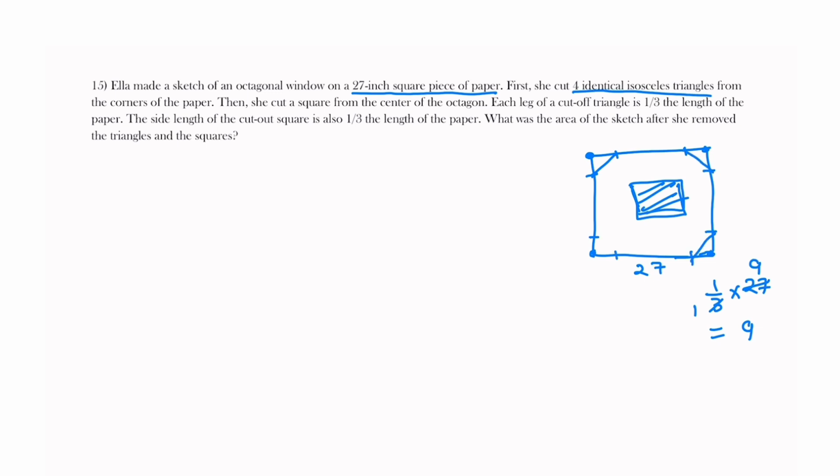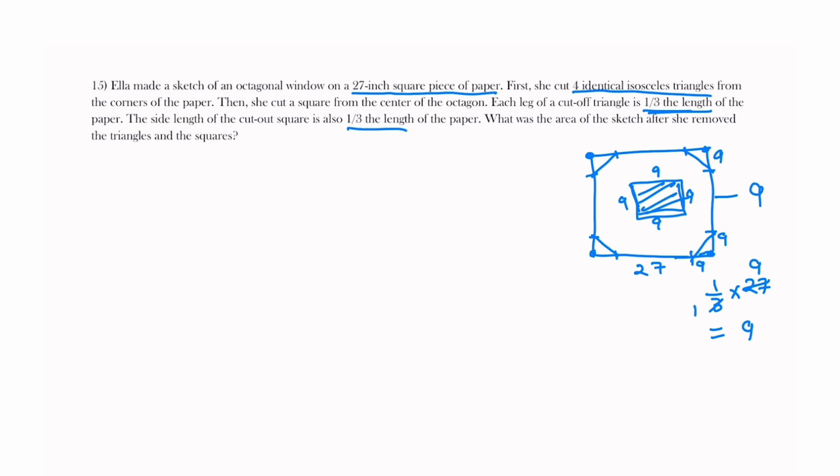And they are identical, right? So this way it's 9, this way it's 9. So what we are left with here is, yes, it will also be 9, right? Because 9 here and 9 here. What does it say further? So that's done, 1/3 of the length. The side length of the cut-off square is also 1/3. So even for the square, it's 1/3. So this is 9, this is 9, this is 9, and this is 9.